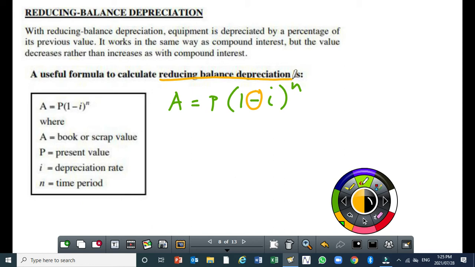So again here, A is the book value or scrap value, P is the present value, I is the depreciation rate, and N is the time period. You're not changing much, you're just changing the plus and minus, because of the depreciation and appreciation. So make sure you are aware. What that means is that up to this stage, we now have 4 formulas. 2 that are related to simple interest, which is linear, and then 2 that are related to compound interest, which is exponential. Okay?